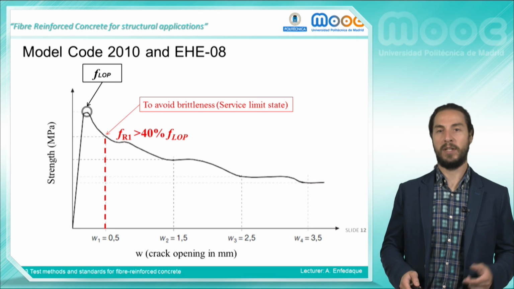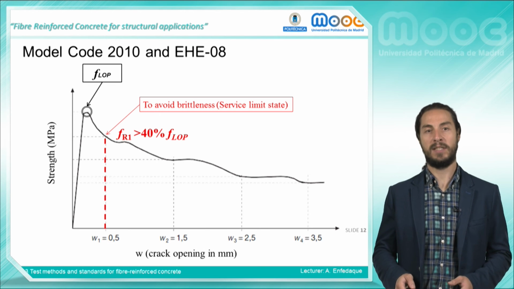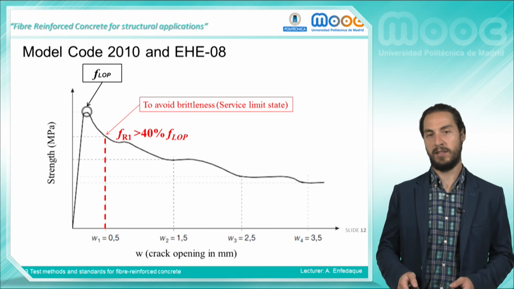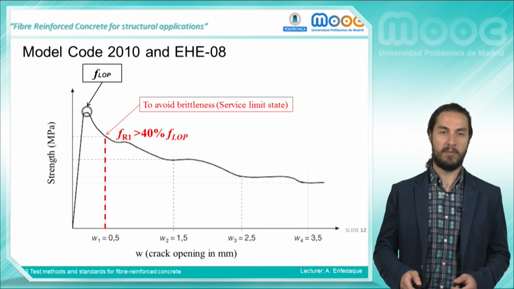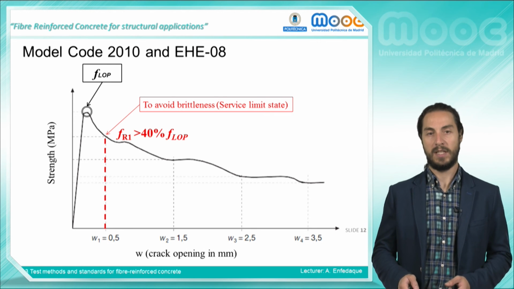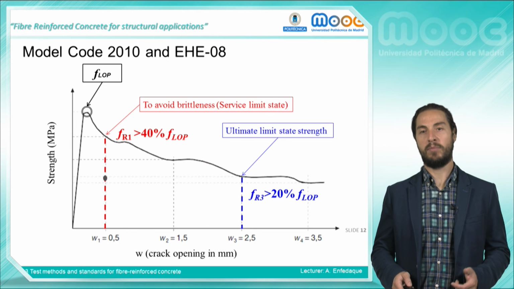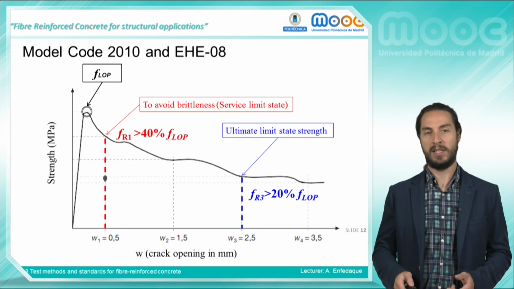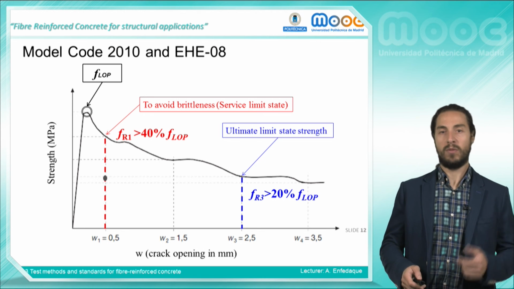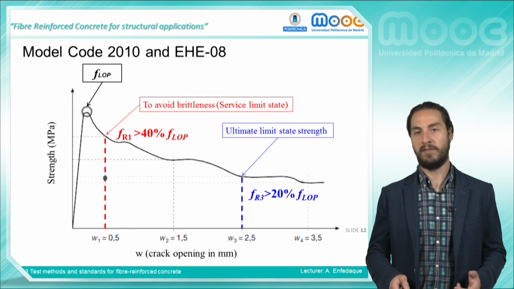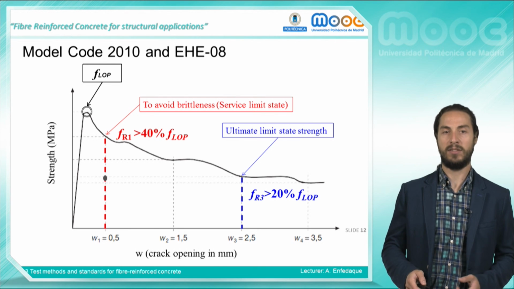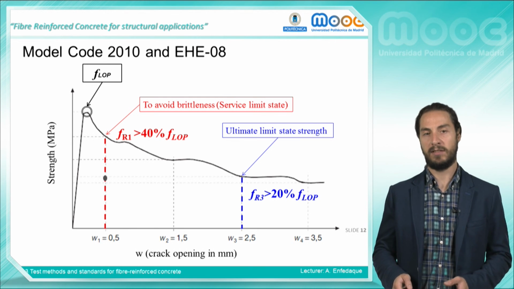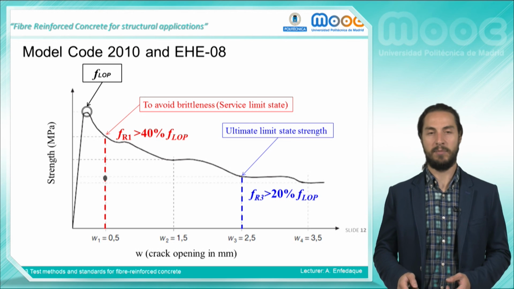Firstly, for a crack opening of 0.5 mm, the stress should be greater than 40% of the stress that the material can bear at the peak load. Secondly, for a crack opening of 2.5 mm, the stress that the material can bear should be greater than 20% of the stress at the peak load. Whereas the first condition avoids an excessive brittleness of the material, the second condition corresponds to the ultimate stress state of the concrete element.